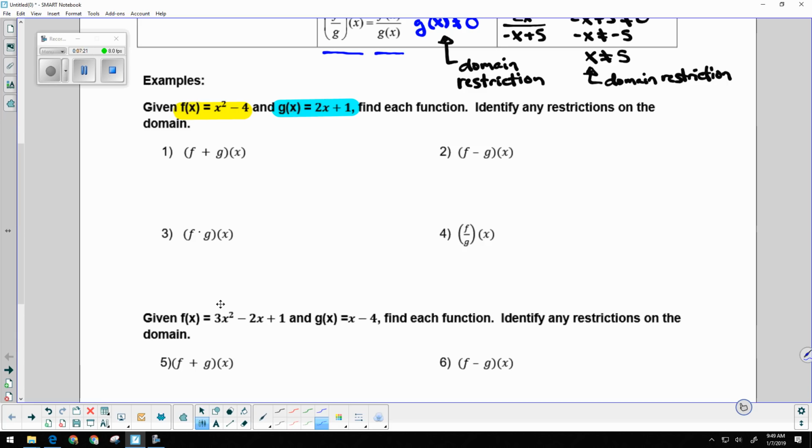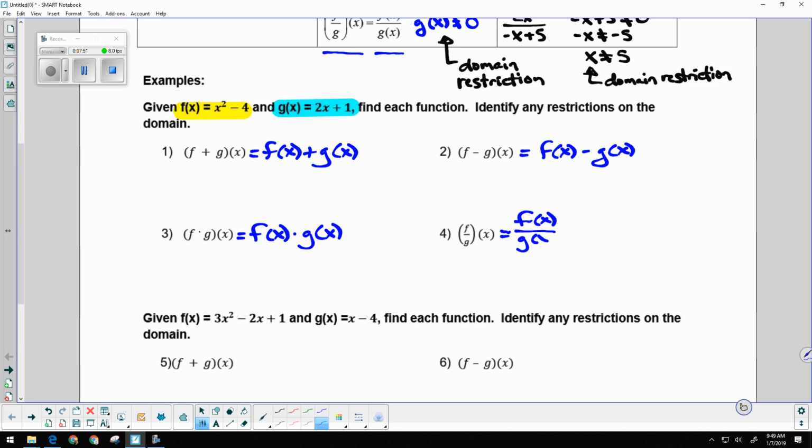Now remember, this is the same thing as f of x plus g of x. Now let's actually go through and talk about what all four of them would look like written in their different form. Number 2 is actually f of x minus g of x. Number 3, this is actually f of x times g of x. And then number 4, this would be f of x divided by g of x. Okay, now domain restriction, g of x cannot be equal to 0.